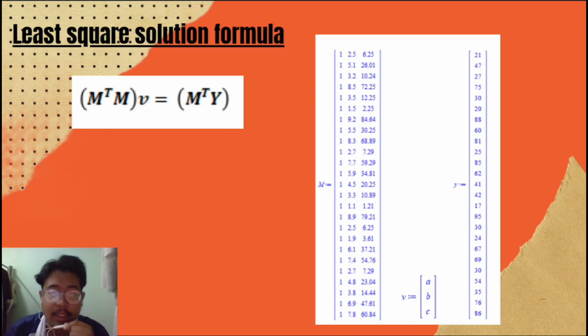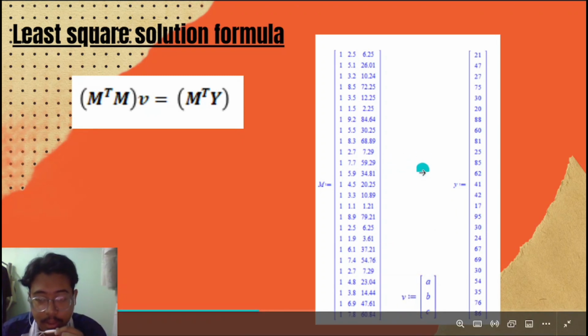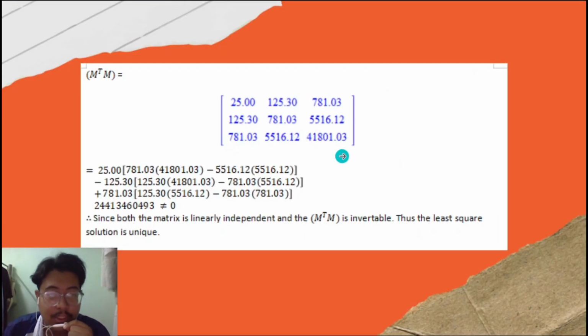Okay, so as we can see on the second photo, is the matrix M value. The first column is the list of one values. The second column is the value of our x, and the third column is the value of x squared. And the V matrix is just the value that we need to find, which is the value of A, B, and C. Next, we want to find the value of y, which is our variable y in our data. Next, we can find the M transpose M value.